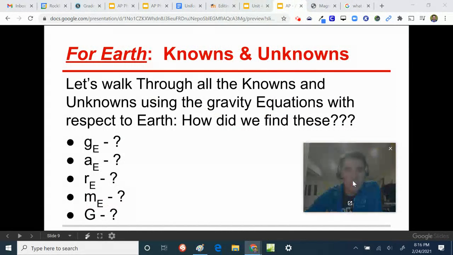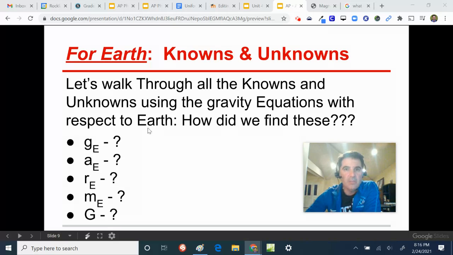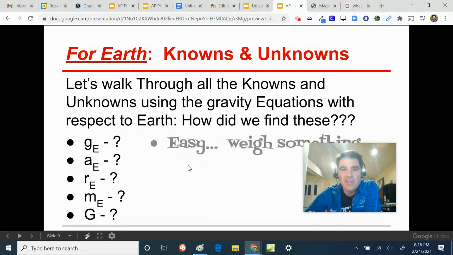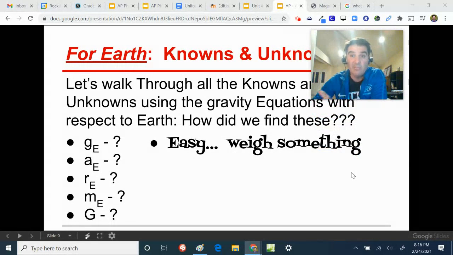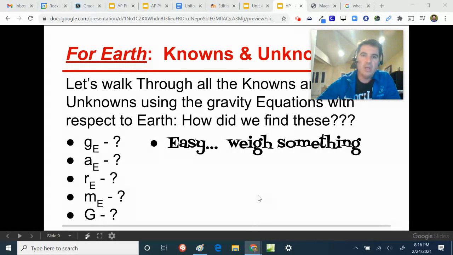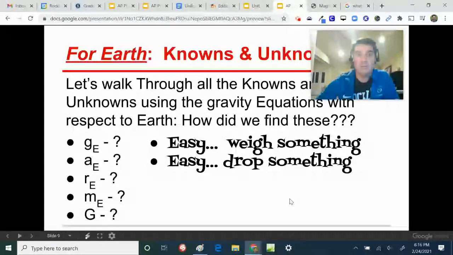Okay, so let's see. These are knowns and unknowns for things that are on Earth. Like, for instance, the gravity of Earth. Well, that's actually pretty easy to find experimentally. You just weigh something. 1 kilogram weighs 9.8 newtons. That's gravity on Earth. That's pretty easy. The acceleration, just drop something. It's going to accelerate every second. It goes 9.8 meters per second faster.